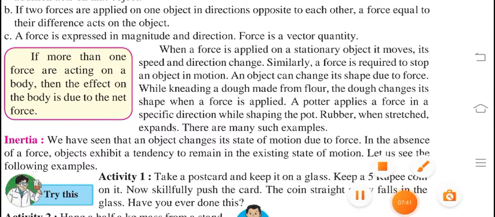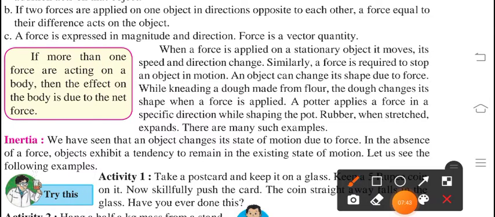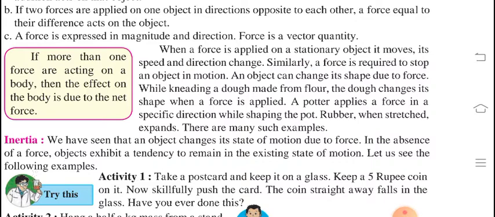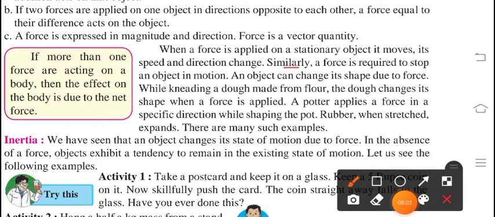Okay, so we can say that when a force is applied to a stationary object, it moves, and its speed and direction change. Similarly, exactly the opposite thing also happens. If an object has speed, to stop it we have to apply a force. For the same there is a statement: a force is required to stop an object in motion.